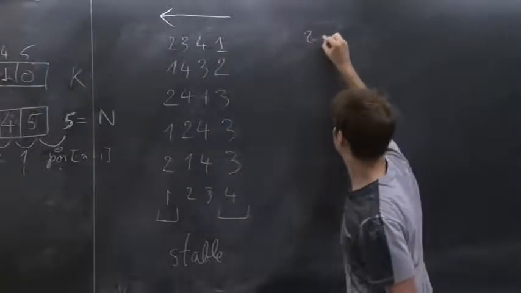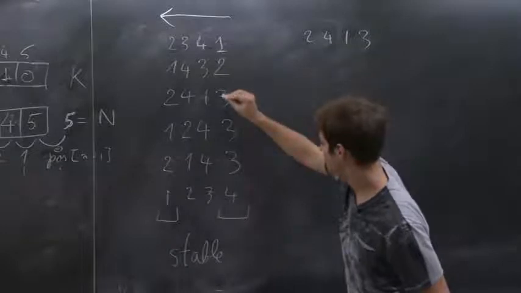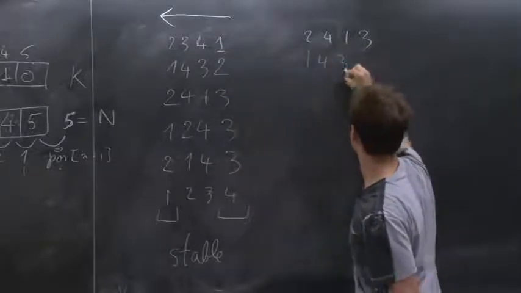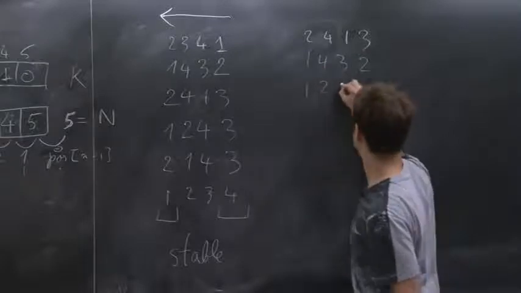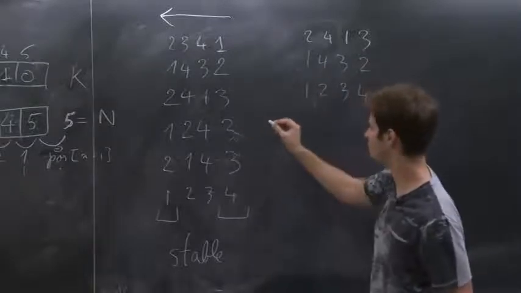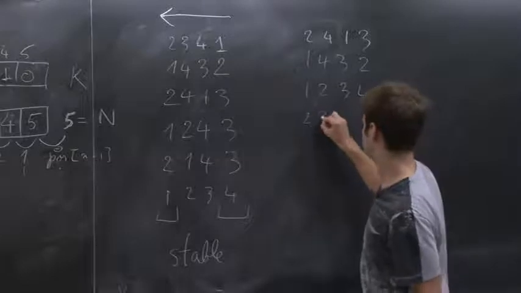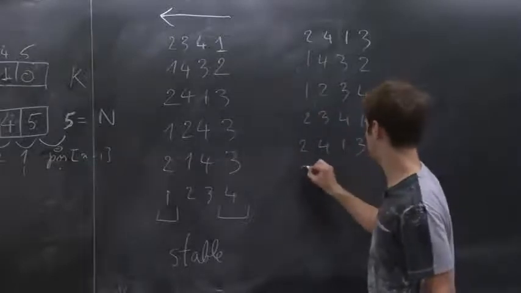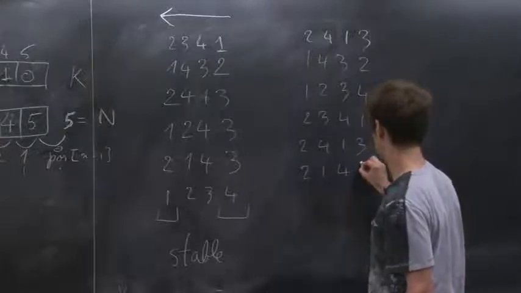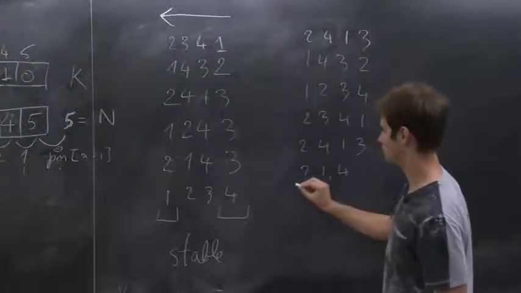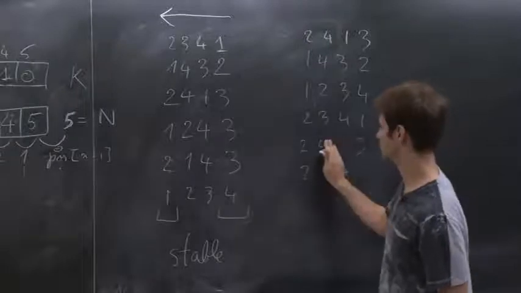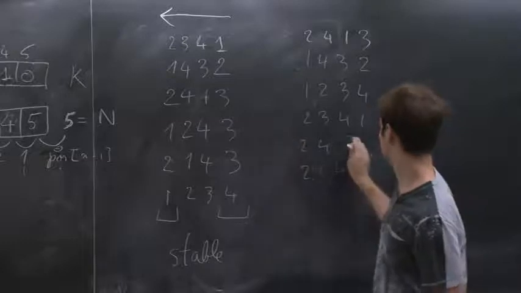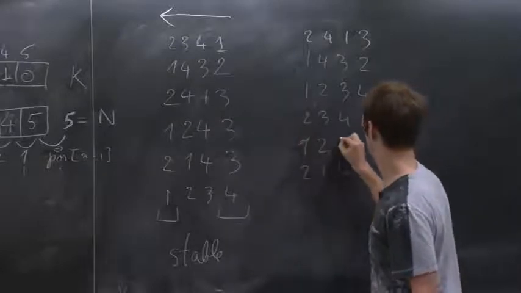This is the first one, 2, 4, 1, 3. Then I have 2 3s, so 1, 4, 3, 2, 1, 2, 3, 4, and then I have 3 4s. Wait, this isn't good. 2, 3, 4, 1, 1, 2, 4, 3. I should cross them off as I write them down.